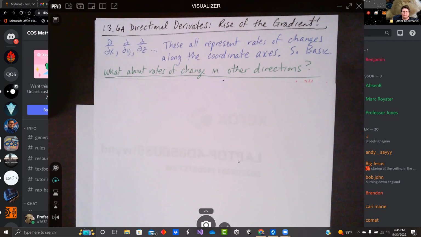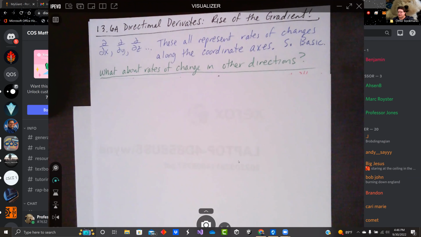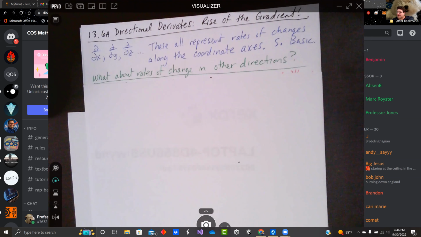In the last few sections, we've talked about partial derivatives. We could take it with respect to X, Y, or Z, and they all represent rates of change along coordinate axes. It was parallel to the x-axis or y-axis or z-axis. It's so basic. But what about rates of change in other directions? Well, this is where we can start stepping it up a notch.